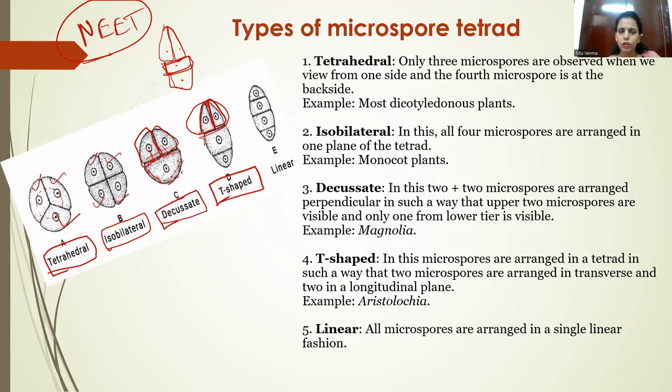The last type of microspore tetrad is the linear type of tetrad, and in this, all the 4 microspores are arranged next to each other, okay? So they are arranged next to each other in a linear fashion, or in a linear manner, okay?